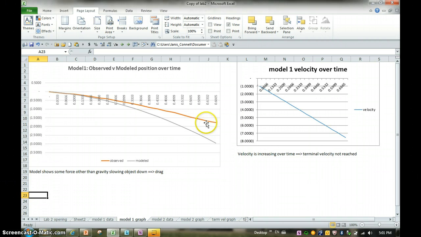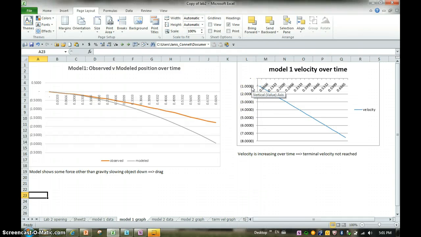Orange line is the observation position over time, and the blue line is the model position over time. You can see that the model over-predicts position over time because it doesn't include the drag force.